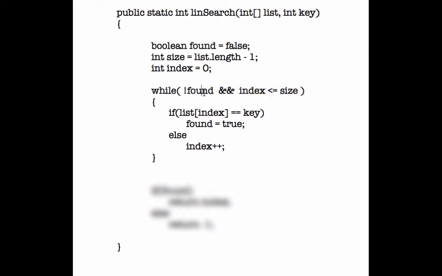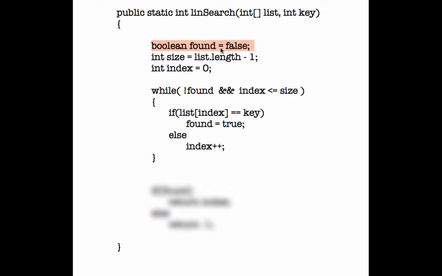So found, I'm going to use to stop the loop. It's exactly what we do in real life. When you find your wallet that you have lost, you don't keep looking. You say, oh, I found it, and then you stop. So as soon as there is a match, as soon as we have an element in the array that matches our key, we need to stop. That's why we set found to true.